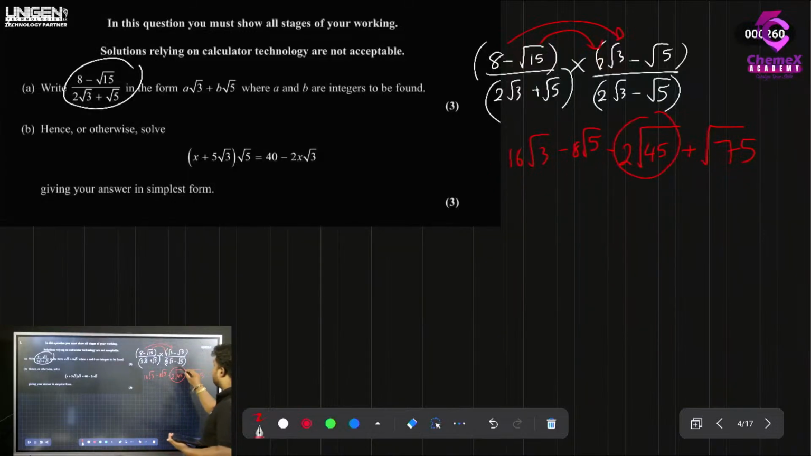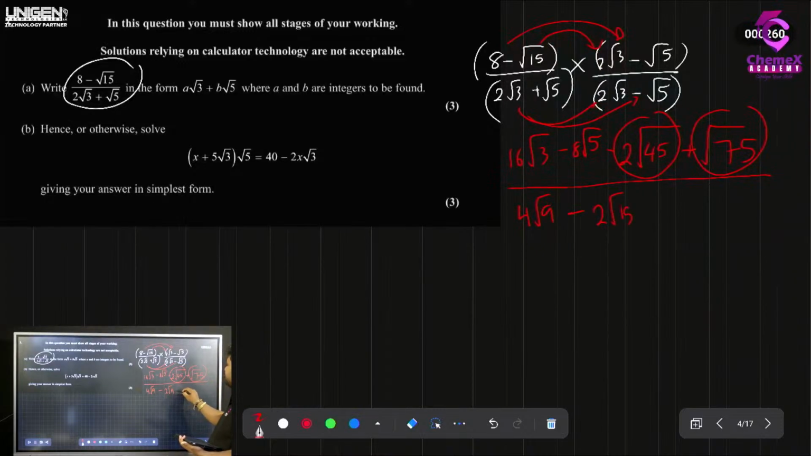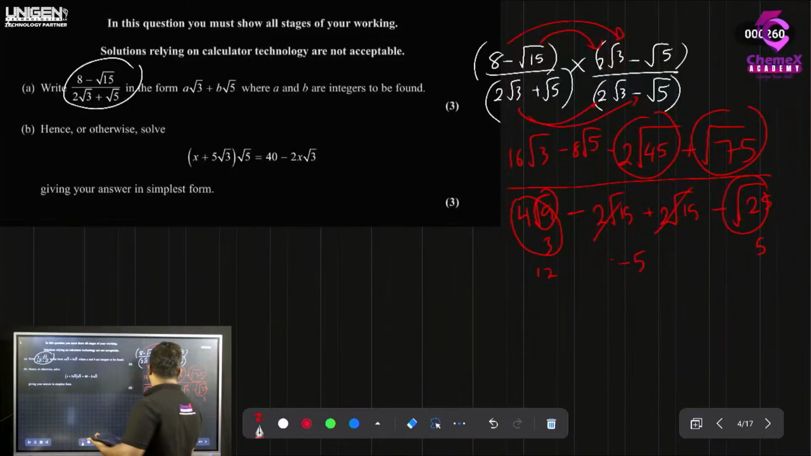Now these two I can simplify much further. This into this, 4 root 9. This into this, minus 2 root 15. Then next one is plus 2 root 15 minus root 25. So these two cancel off. And this is actually 3. This is actually 5. So what is 4 times 3? 12, right? So 12 minus 5 is actually what you have, which is 7. So I can write the denominator as 7.